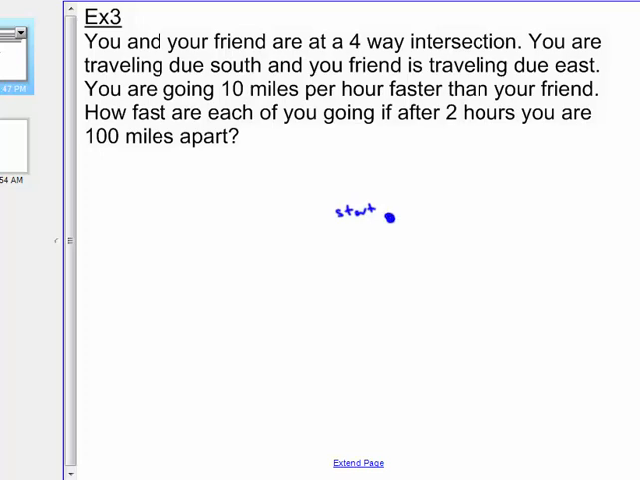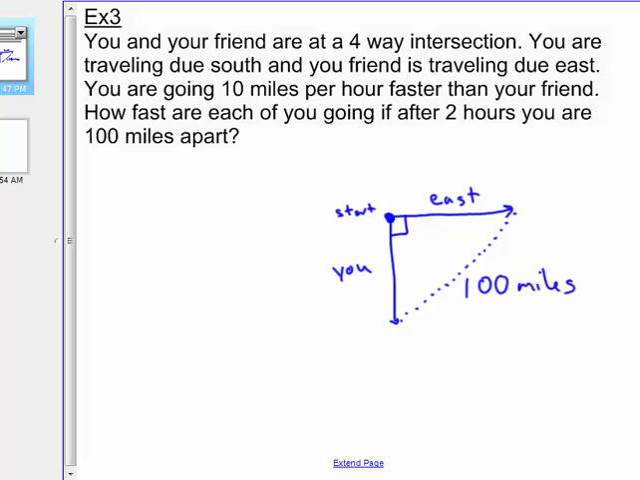So in example 3, you're at a four-way intersection. That's our starting point here. It says you're traveling due south. Your friend is traveling due east. And then it asks you how fast are each of you going after 2 hours? You're 100 miles apart. So that distance right there is 100 miles. It asks you how fast are you going? We don't know at this point, so that's going to be your speed and your friend's speed.